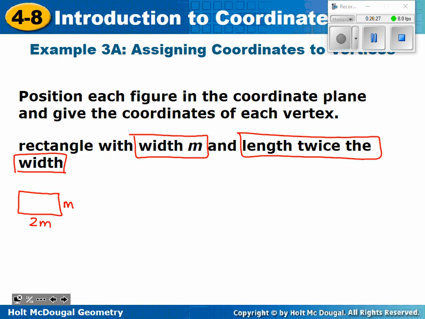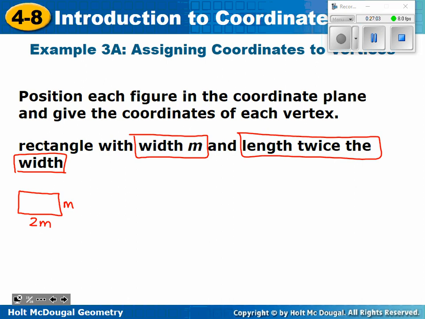Okay, so now what we want to do is take that to the coordinate plane. Keep in mind, we don't know what m is. So everybody in this class could have a different m. You're not going to label your coordinates with numbers. You're going to be labeling your coordinates with things like m and 2m. But you want to make sure that whatever you decide to let m be, your length is twice that. So let's say Jacob, pick a measurement for m. What do you want your width to be? 3. So then what does his length have to be? 6. But he's not going to use 3 and 6 when he labels his vertices. He's going to use m and 2m.